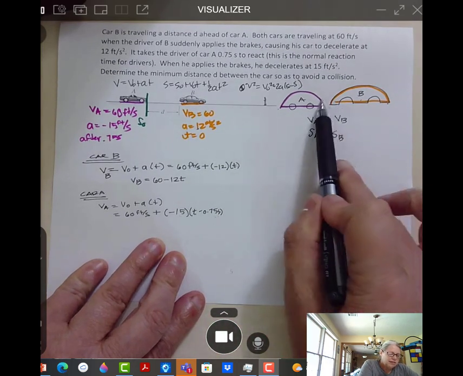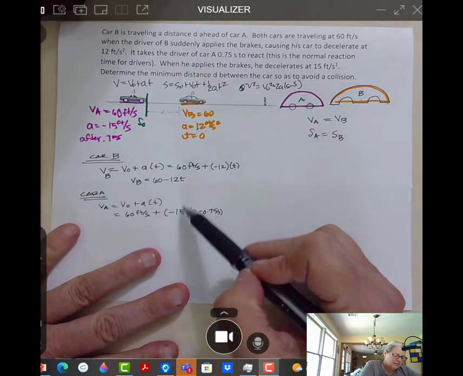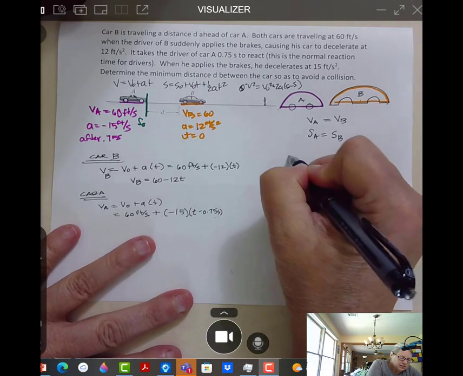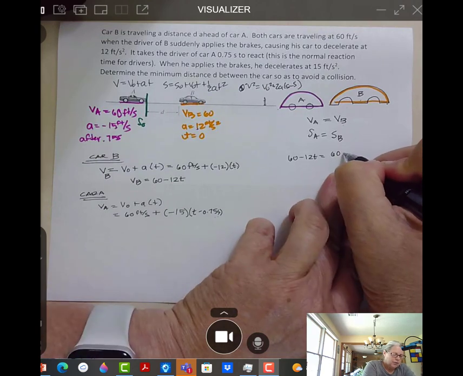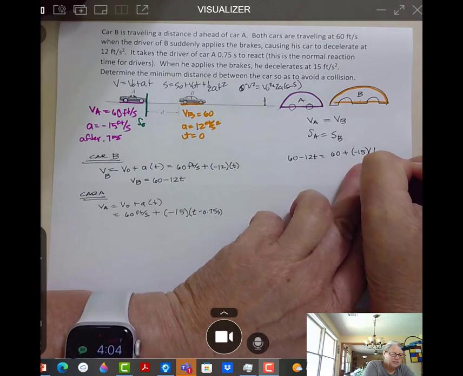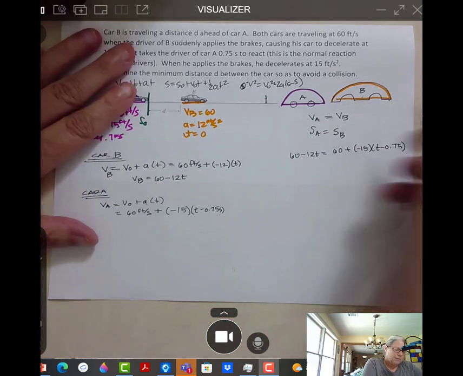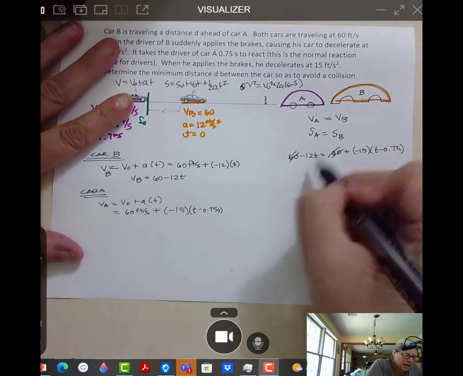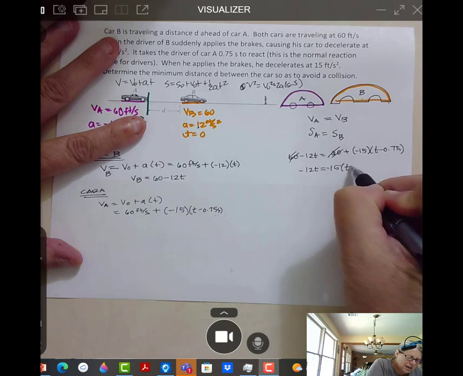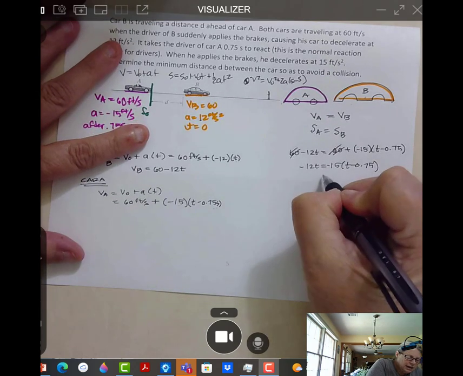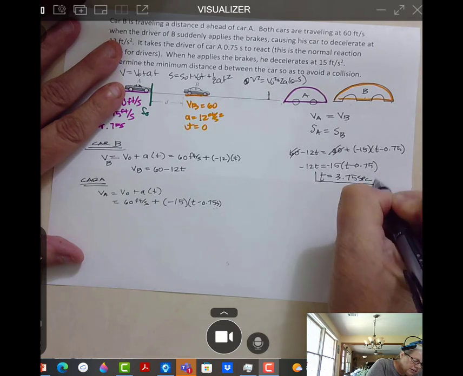So if I know that my velocities have to be the same in order for A just to be riding on the bumper of B, I can now set these equal to each other. So I have 60 minus 12t equals 60 plus negative 15 times t minus 0.75 seconds. And I can work all of this out. I'm going to go ahead and remove that. And I have negative 12t minus 15 equals negative 15 times t minus 0.75. And if I calculate this out, I get 3.75 seconds. So that's how long it's going to take.